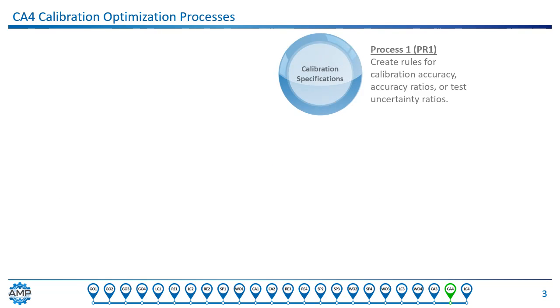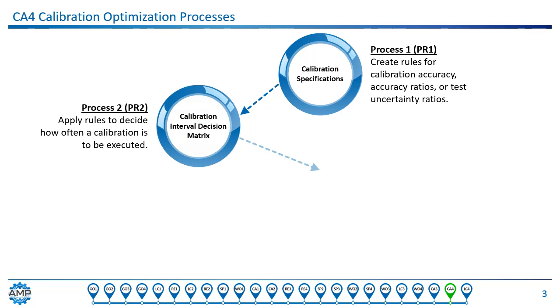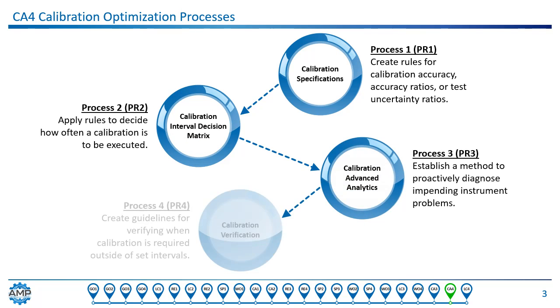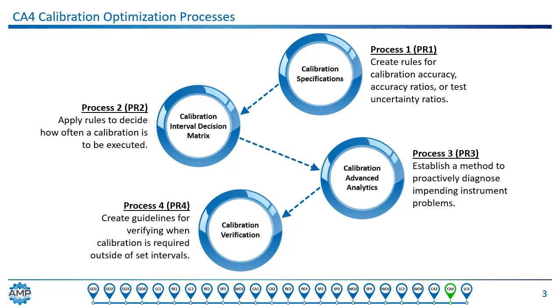There are 4 processes associated with calibration optimization. First, calibration specifications have to be defined and developed. Then, calibration interval decisions have to be made. Then, we figure out the calibration advanced analytics, how we're going to diagnose impending instrument problems. And finally, calibration verification, where we set up guidelines to verify when calibration is required outside of set intervals.